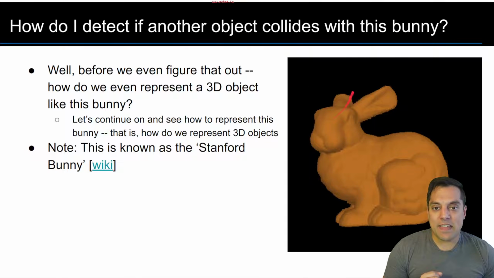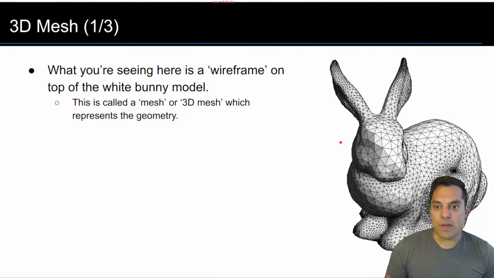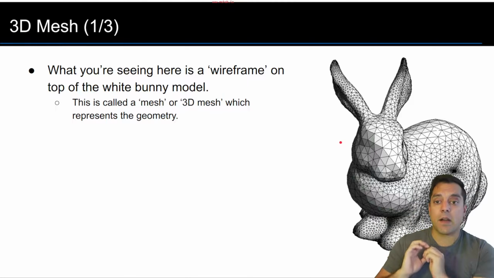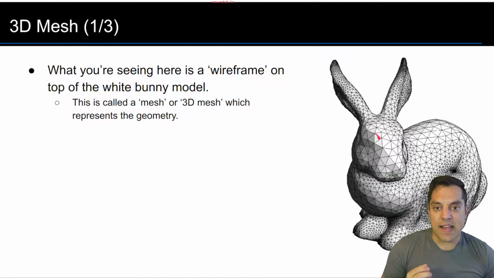But let's think about this. How do I detect collision with objects with this bunny here? So here's that geometry of our bunny. Now, that's going to be our driving problem, detecting collision, but let's take a look at this bunny for another moment. What you're seeing above me is a wireframe of this white bunny model. That means the actual lines being shown are overlaid on top of the object that you would see here. So that's what I mean by the wireframe.